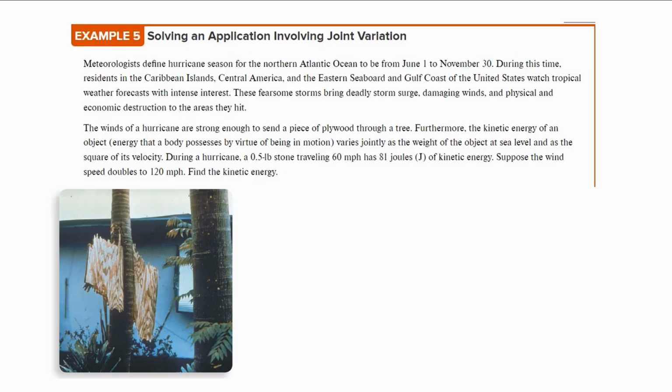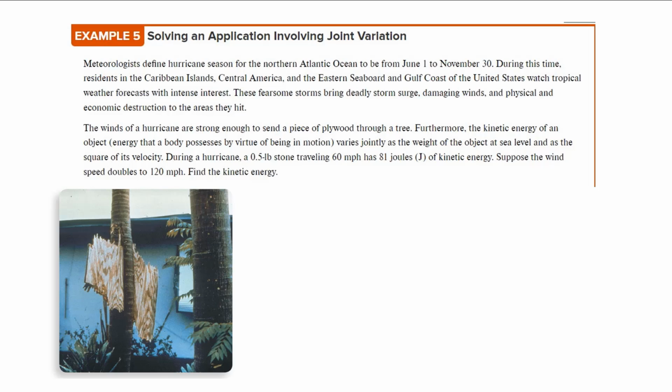All right. Solving an application involving joint variation. So meteorologists define hurricane season for the northern Atlantic Ocean to be from June 1st to November 30th. During this time, residents in the Caribbean islands, Central America, and the eastern seaboard and Gulf Coast of the United States watch tropical weather forecasts with intense interest. These storms bring deadly storm surge, damaging winds, and physical economic destruction to the areas they hit.